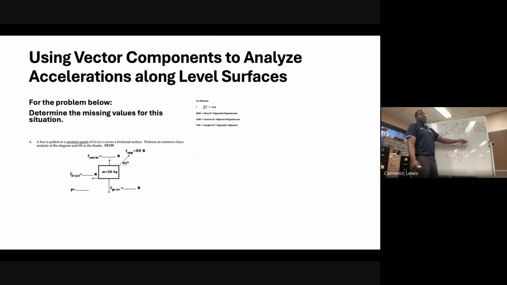I see addition, so I must do subtraction. So let me subtract 56.6. I take that away from 196. And I should get what for my F norm? 139.4. 139.4 newtons. So now that's my F norm, right?